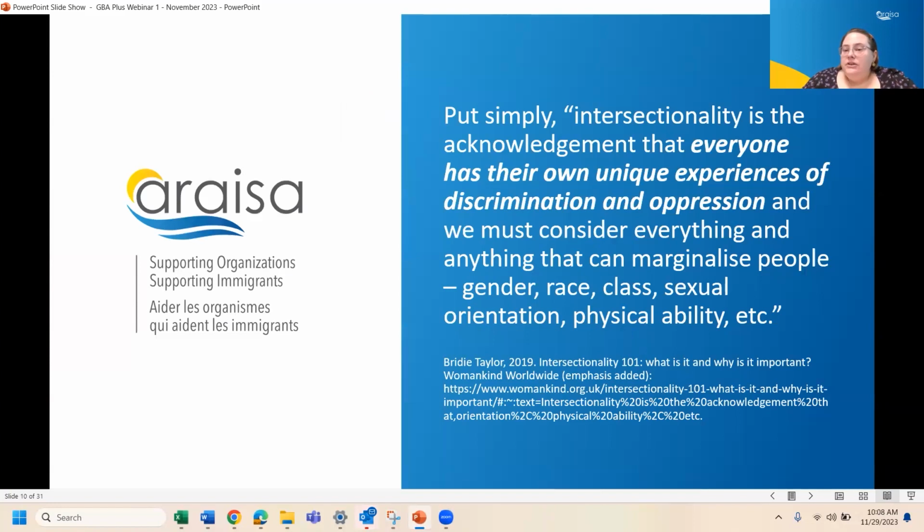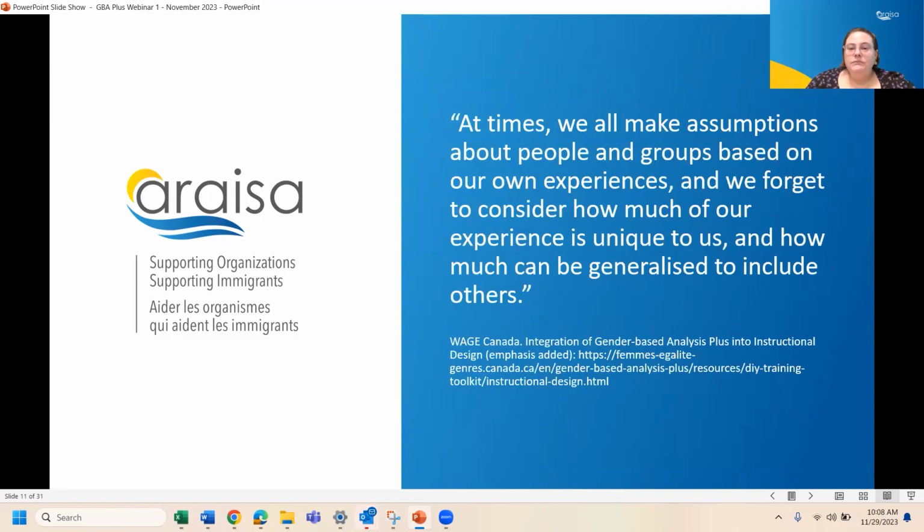But to put it simply, intersectionality is the acknowledgement that everyone has their own unique experiences of discrimination and oppression, and we must consider everything and anything that can marginalize people, such as gender, race, class, sexual orientation, physical ability, and other social identity factors.